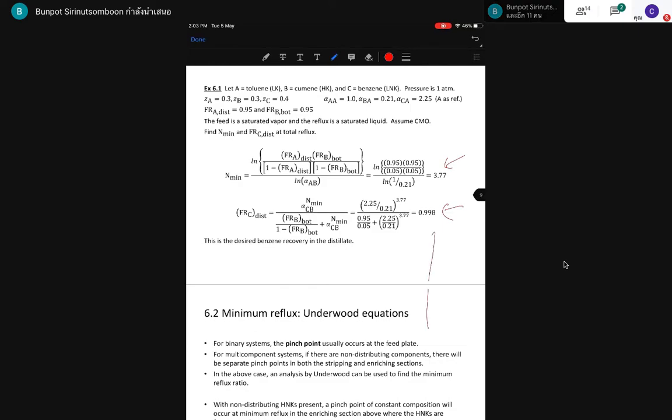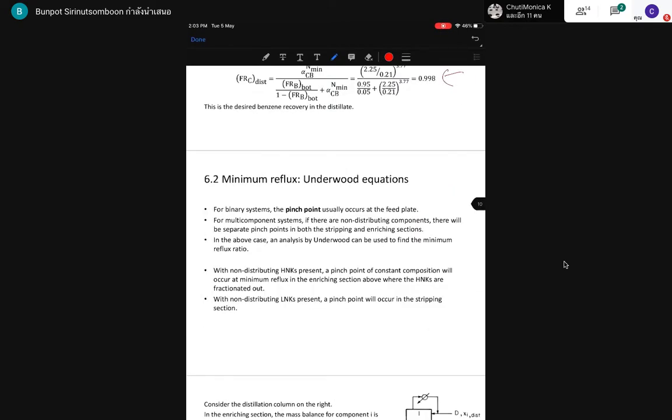Okay, we move on to this case, the opposite situation, the other extreme, when you use the minimum reflux. When you use the lowest reflux possible, you get an infinite number of stages. So it's the opposite of the previous situation: this time we use minimum reflux, and you get an infinite number of stages. In this case, we consider the Underwood equations.